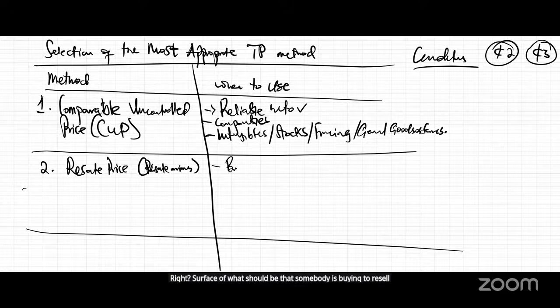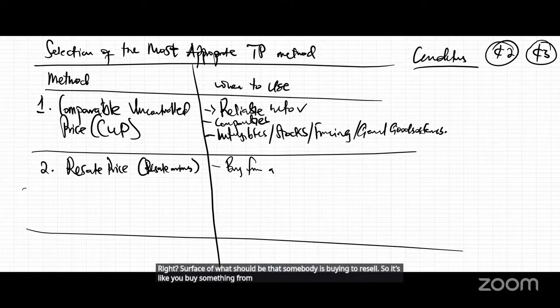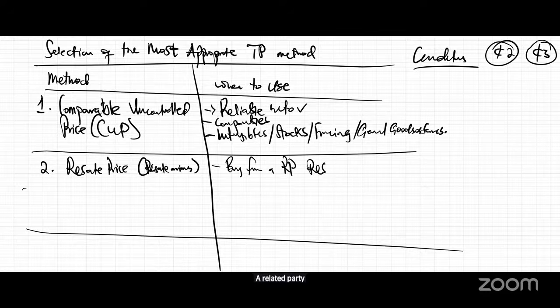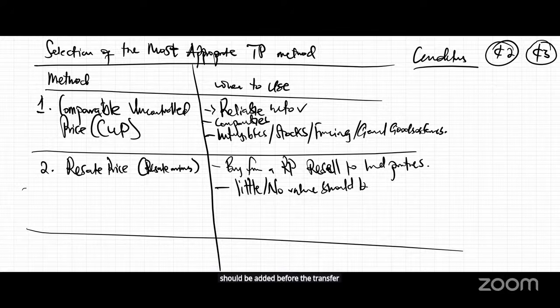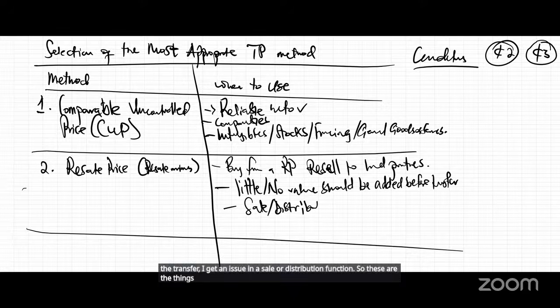So you buy something from a related party, then you resell to independent parties. So there should always be a resale to independent parties. Little or no value should be added before the transfer. And it should be in a sale or distribution function. So these are the things you see in the case to tell that, okay, this one is a resale price.